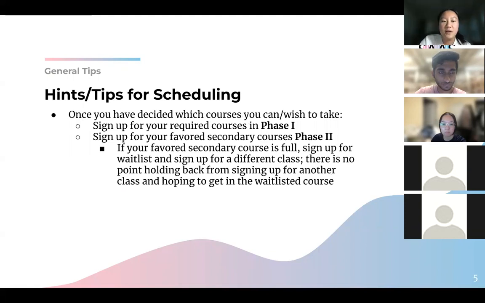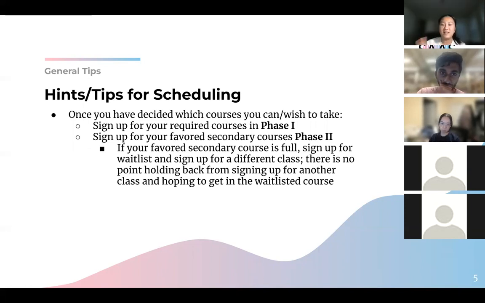All right. So once you've decided which classes you can and want to take, you should sign up in general for your required classes in phase 1. There are some exceptions to this rule and we'll get into it. There are some classes that will expand in size, but generally, if you need a class, you should sign up for phase 1. And then sign up for your favored secondary courses in phase 2.